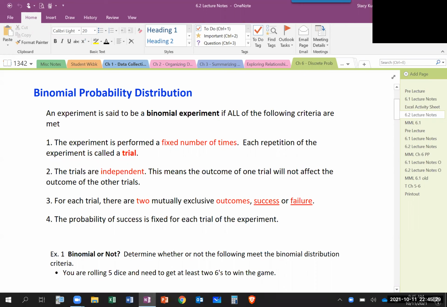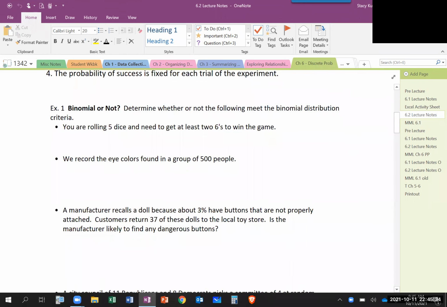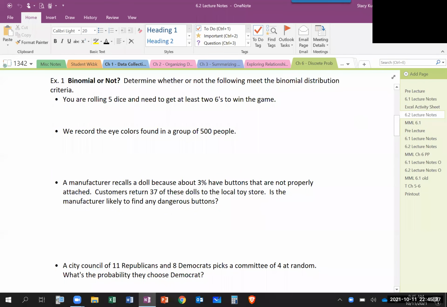Now, let's take a little time and let's practice. You have these on your paper, I believe, as well. We have a couple of things here that we want to practice, because in order for us to claim some sort of binomial distribution, we must meet these four criteria. So let's talk about that first one. It says you're rolling 5 dice and you need to get at least 2 sixes to win the game. That's the scenario.